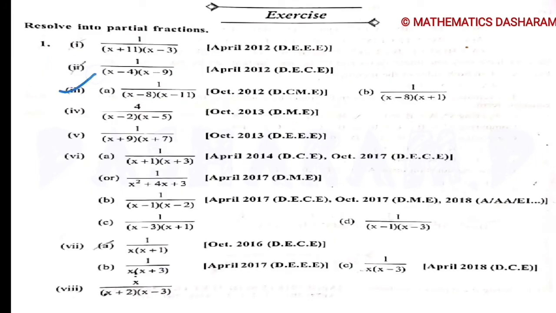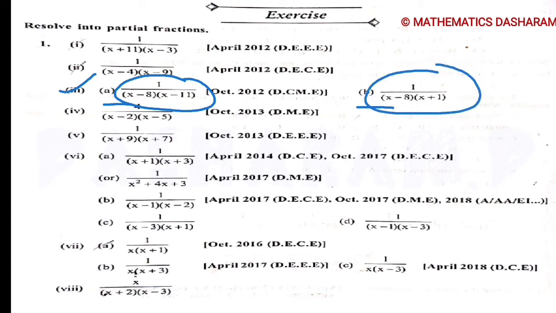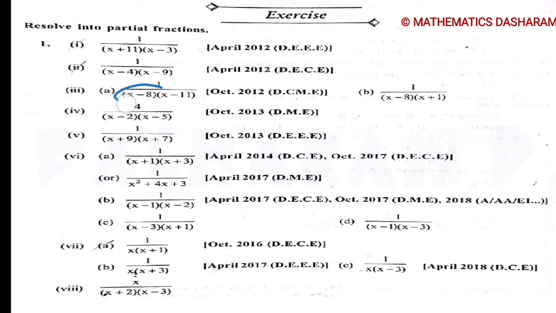So next, the third question. There are two problems given in the third question, a and b. The a problem is 1 by (x minus 8) into (x minus 11) and the b problem is 1 by (x minus 8) into (x plus 1). If you observe both questions, the denominator has non-repeated linear factors. Here also non-repeated linear factors. So let's do the first problem in the general method and the second problem in the suppression method.